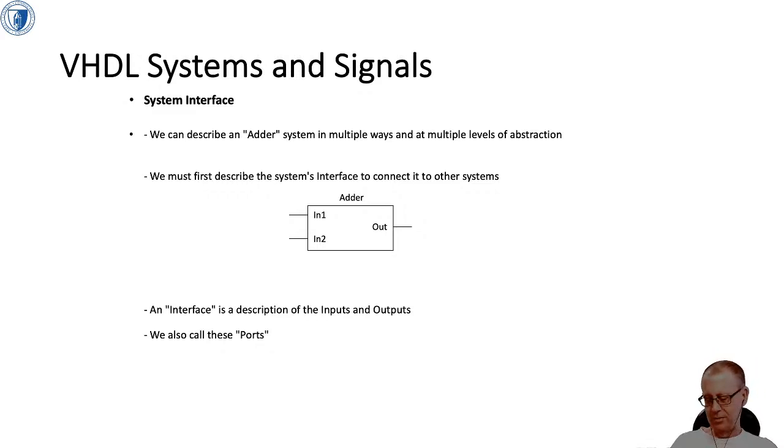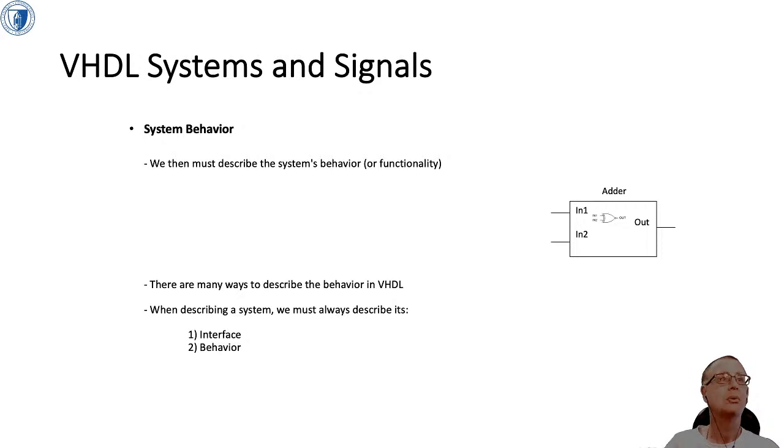The other way of doing it, the behavioral approach, says, okay, we've got this box and it's called adder and it's got two inputs and it's got an output. And we want to make sure that if something happens on the input, the right thing happens on the output. And that right thing is the behavior of the thing.